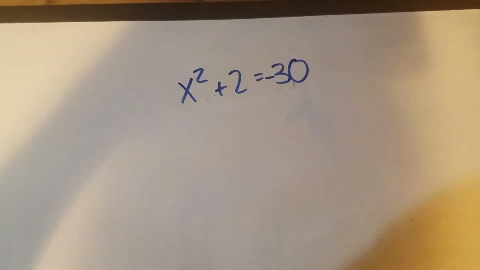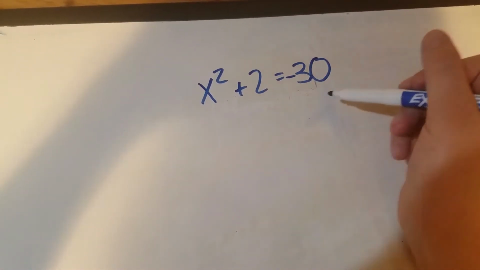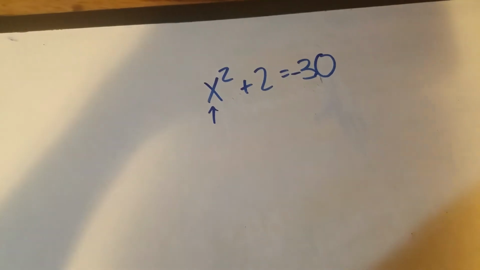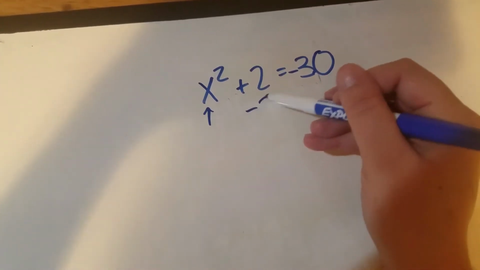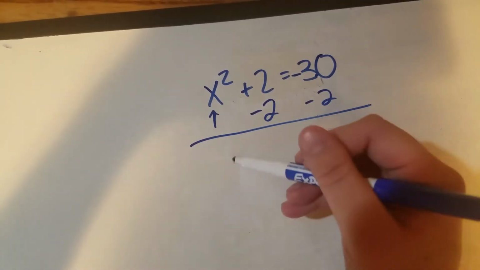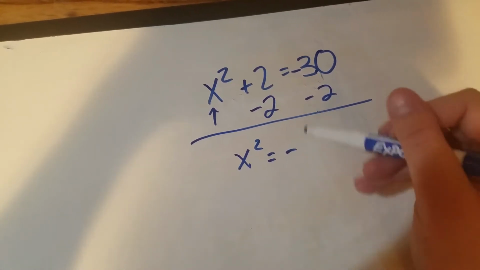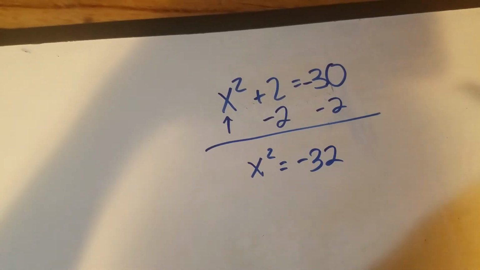Guys, so we're going to solve by square root. Our first step is going to be to get x squared by itself, whether it has a number in front of it or not. So in this case, we would subtract 2. We would get x squared equals negative 30 minus 2, which is negative 32.